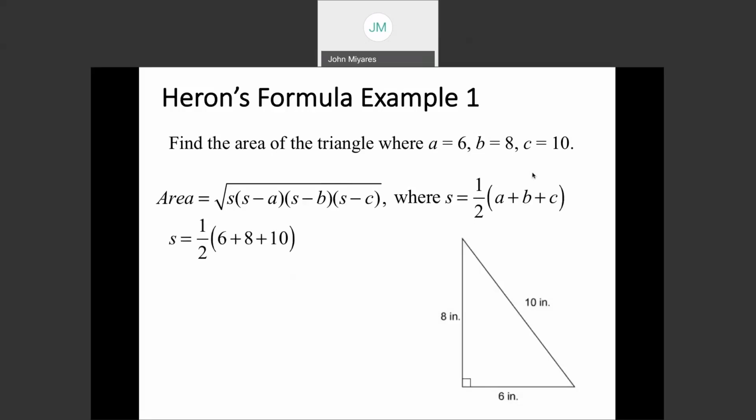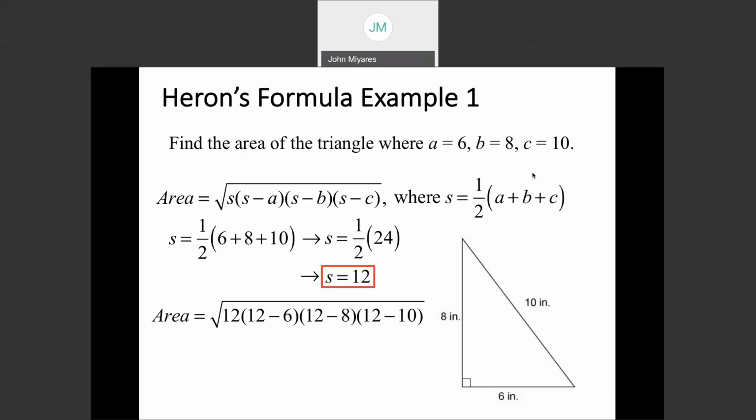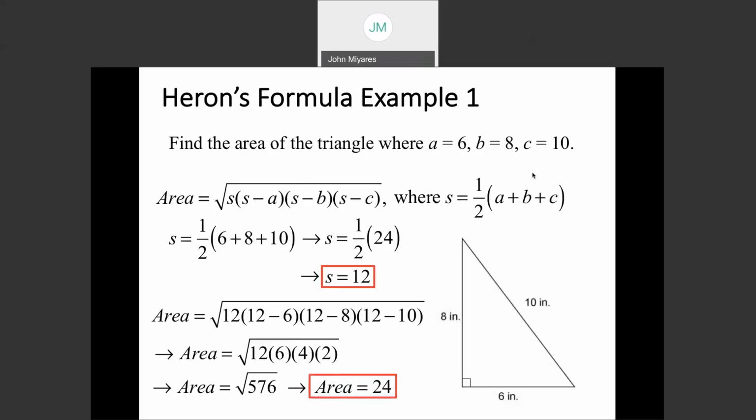So s will be half the sum of the lengths of the three sides, 6 plus 8 plus 10. So you have half of 24, which will be 12. s equals 12. We'll now use this value of s in our computation for the area formula, substituting in s equals 12, a equals 6, b equals 8, and c equals 10 into this formula. We can get this to simplify as the square root of the product 12 times 6 times 4 times 2, which simplifies as the square root of 576, or 24.